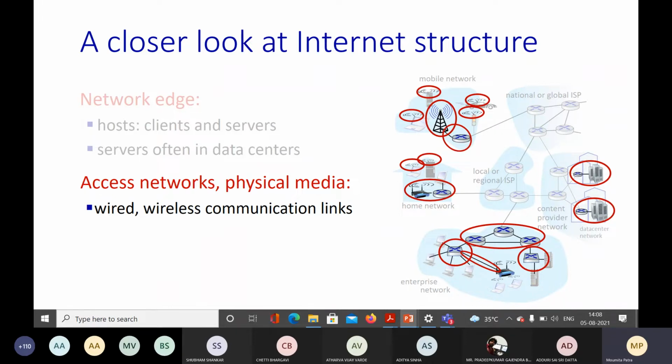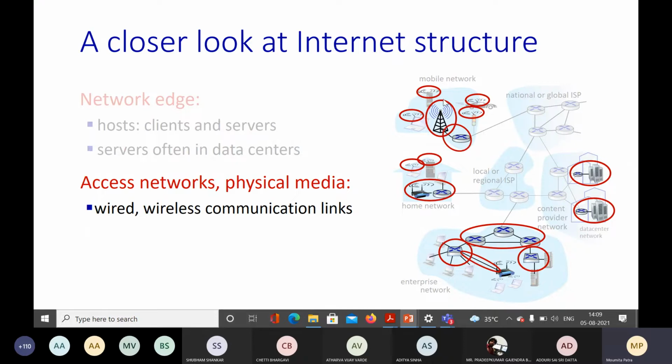Okay, so what we need is some kind of medium through which the signal that the end system wants to send the data through. It can be a wired link or it can be a wireless link. As you can see here, if you can see my mouse, at the mobile network, these devices are being wirelessly connected to this base station. And the base station is again connected to the edge router in a wired manner.